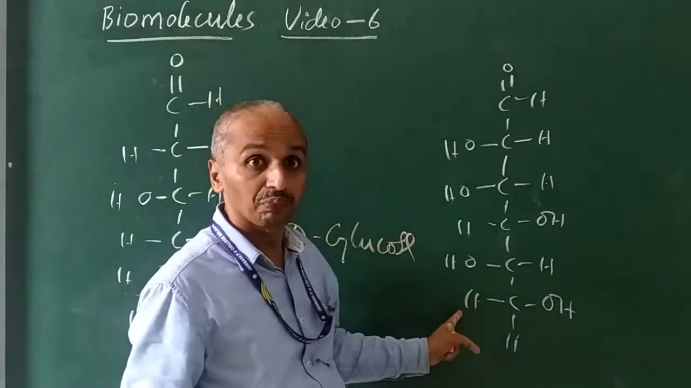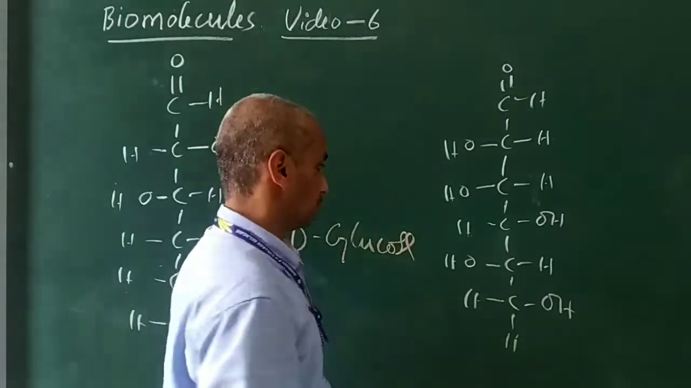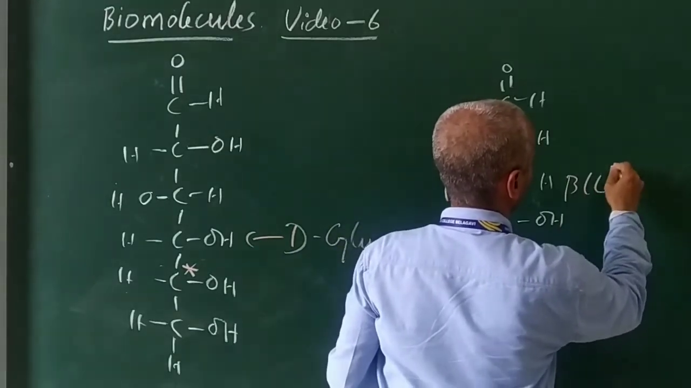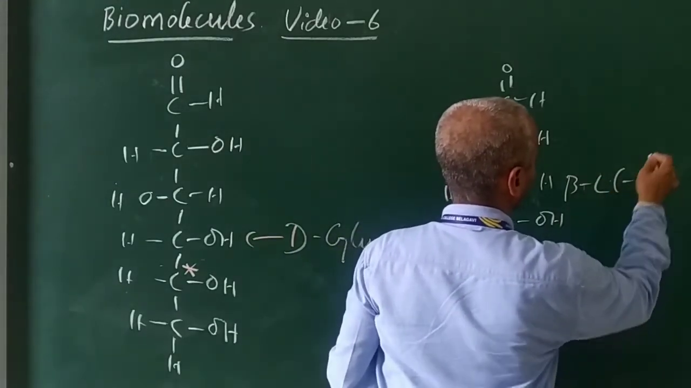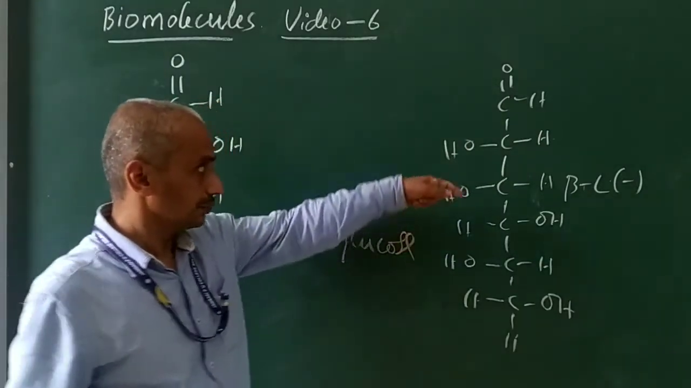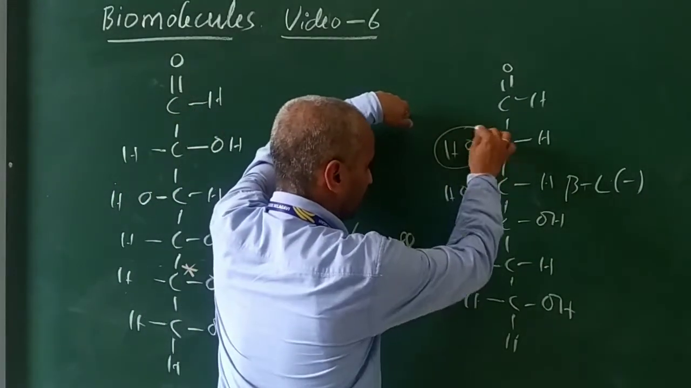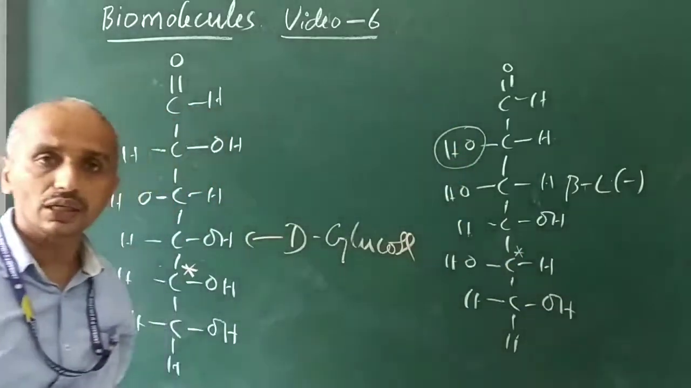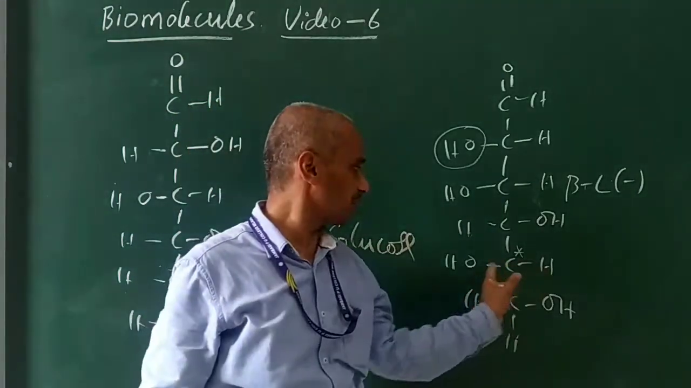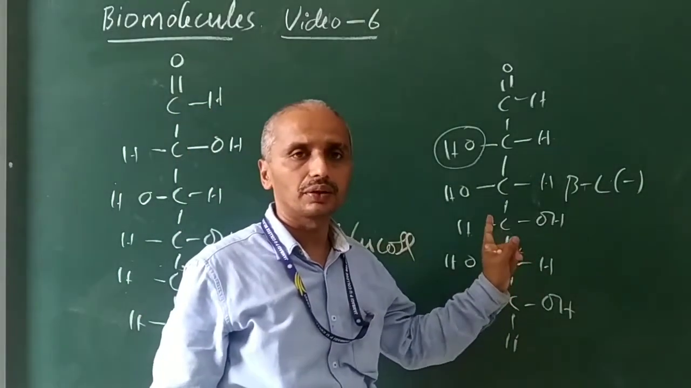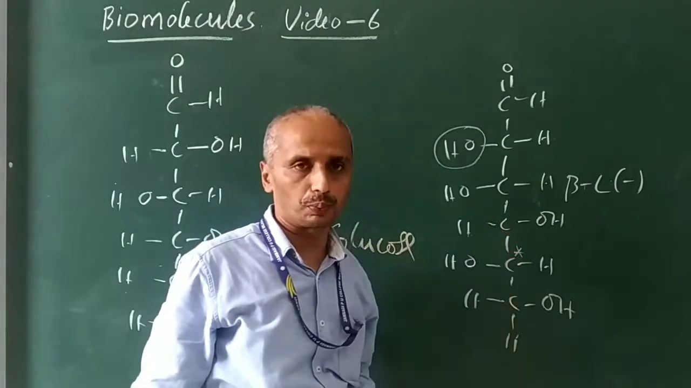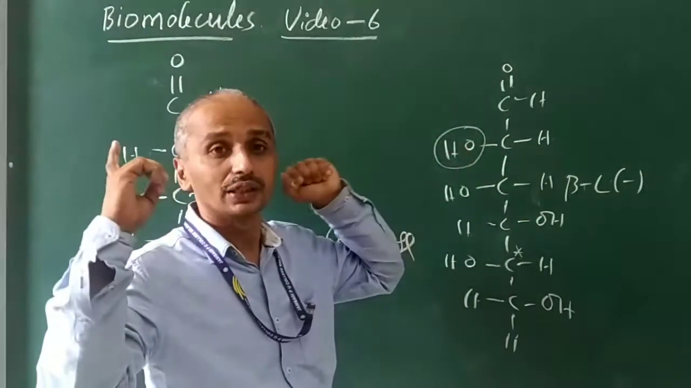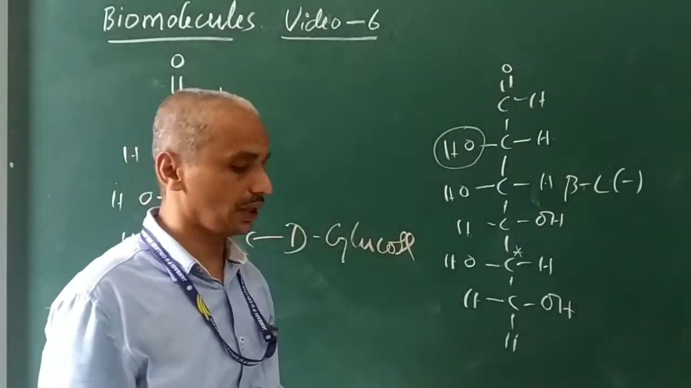See, this is beta L glucose, or I can write minus glucose also, because here there is a change, plus here the last chiral carbon, there was a shift in the presence of the OH group. So it is beta, L-glucose, beta minus glucose, L minus.